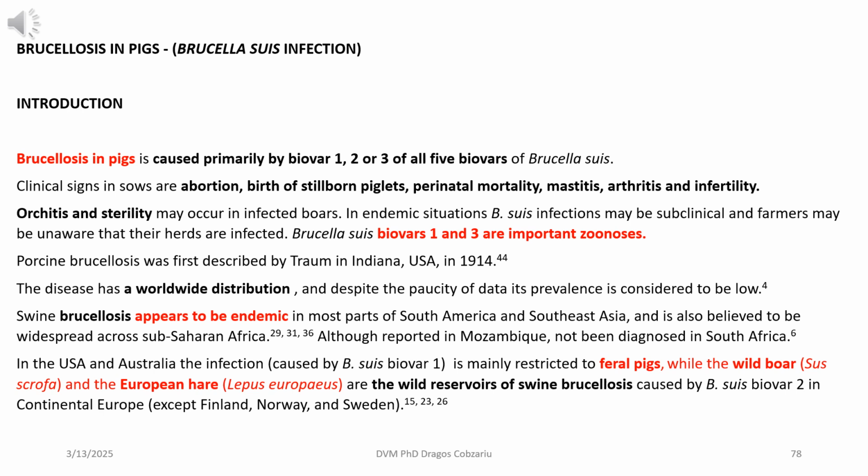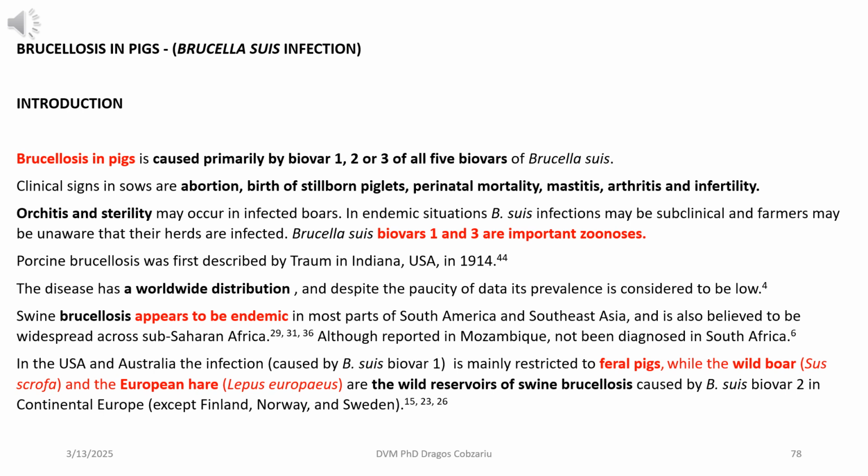Brucellosis in pigs is caused primarily by biovar 1, 2 or 3 of all 5 biovars of Brucella suis. Clinical signs in sows are abortion, birth of stillborn piglets, perinatal mortality, mastitis, arthritis and infertility. Orchitis and sterility may occur in infected boars. In endemic situations, suis infections may be subclinical and farmers may be unaware that their herds are infected. Brucella suis biovars 1 and 3 are important zoonoses.